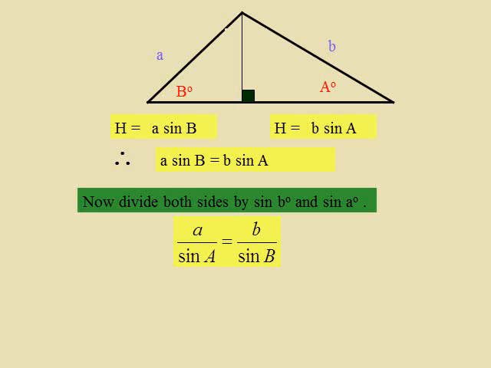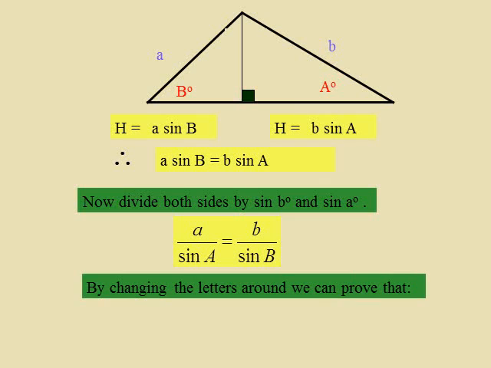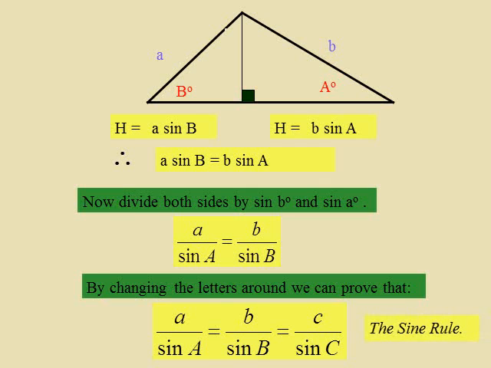Now we've almost got our sine rule. Bit of logical thinking, bit of extension. You can see that a over sine A equals b over sine B equals c over sine C. And this is what we call the sine rule.